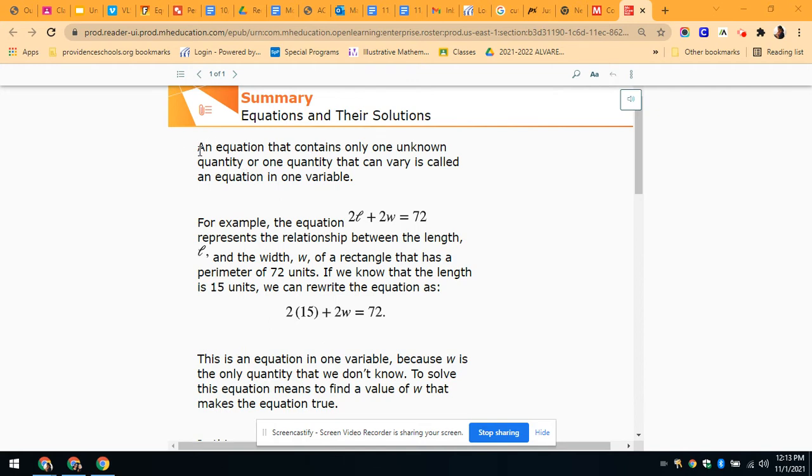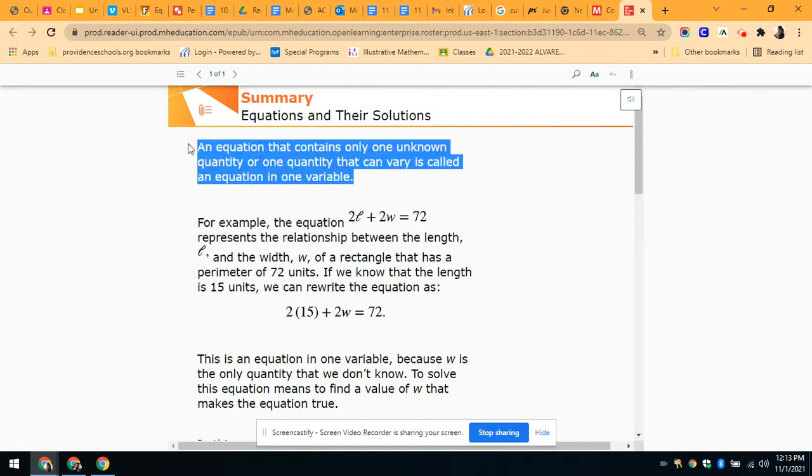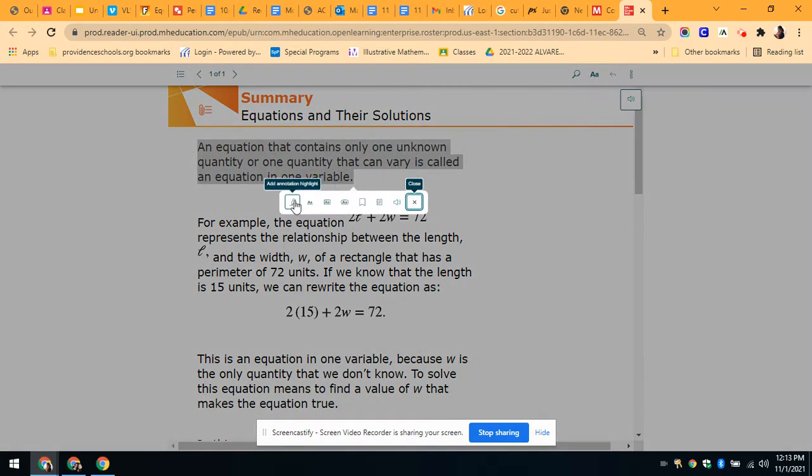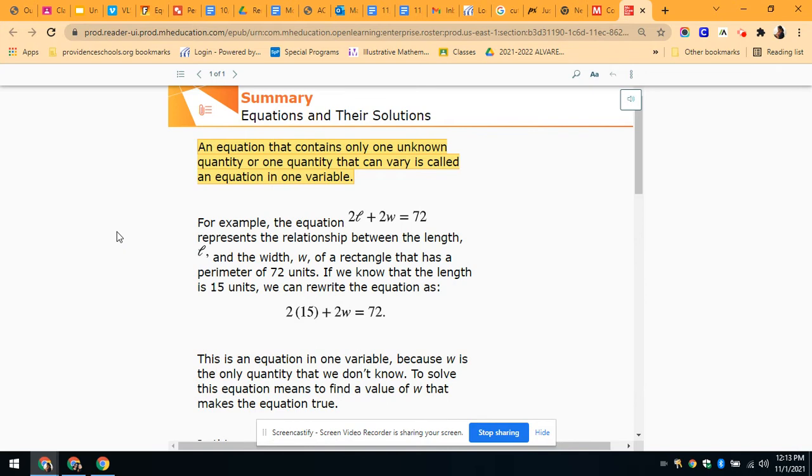An equation that contains only one quantity that can vary is an equation with one variable. So let's go ahead and highlight that. An equation that contains only one unknown quantity, one quantity that can vary, is called an equation with one variable.